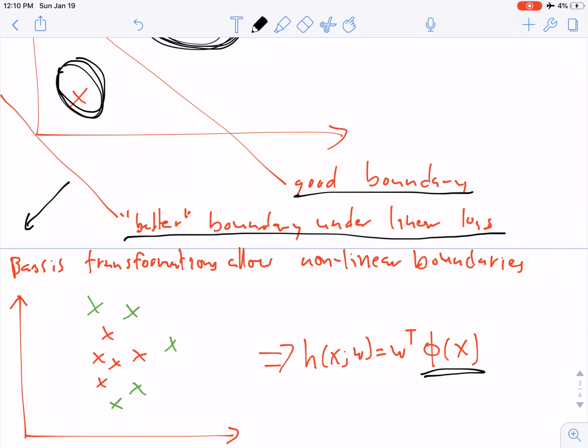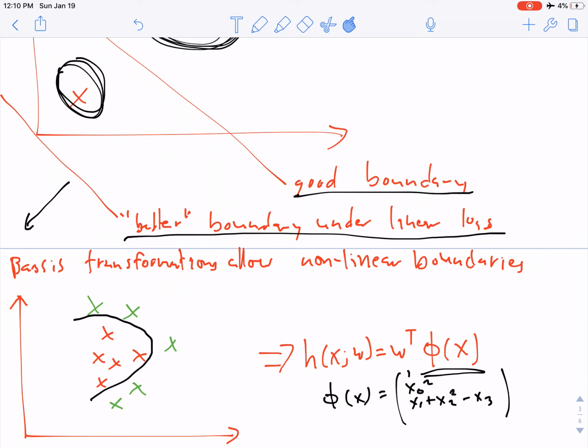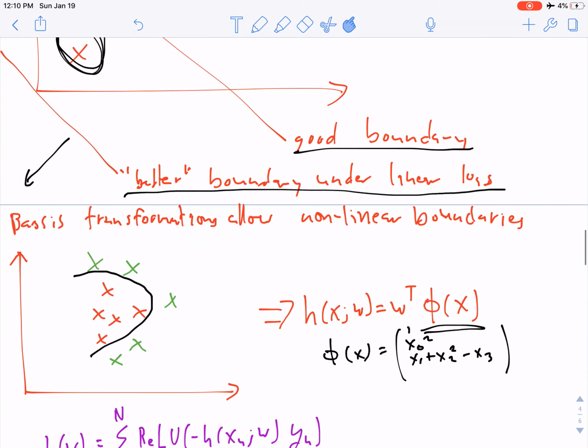So here phi of x is just some function on x, and so you can think about it as just doing some sorts of basis transformations. So maybe phi of x will be defined as 1 and then x_0 squared, but it could also be something like x_1 plus x_2 squared minus x_3 or something like that. So any sort of functions, and that will allow us to draw nonlinear boundaries, something like this, and be able to classify different types of points.